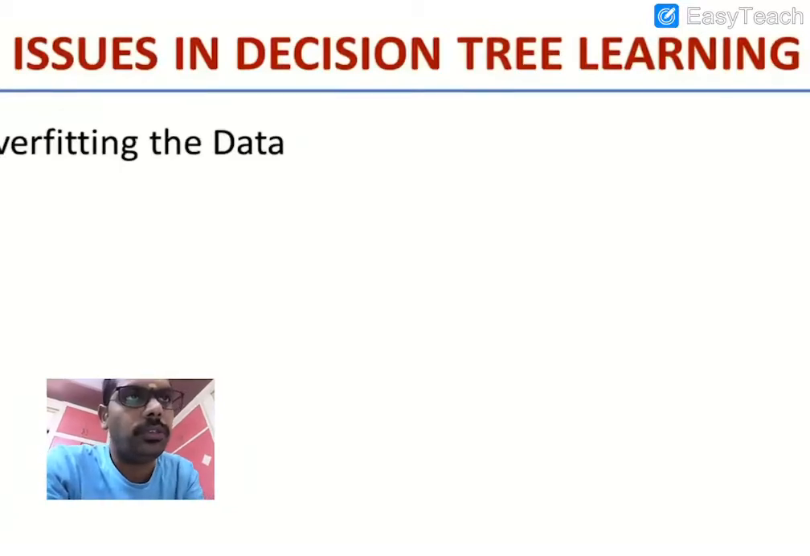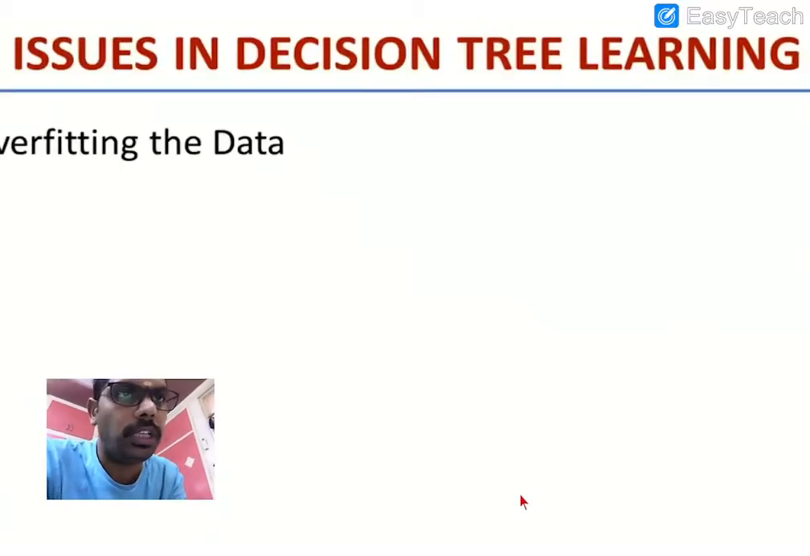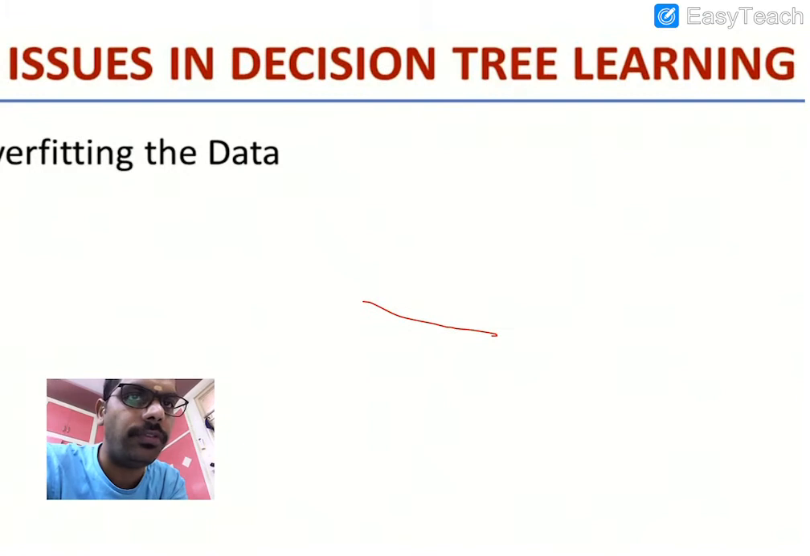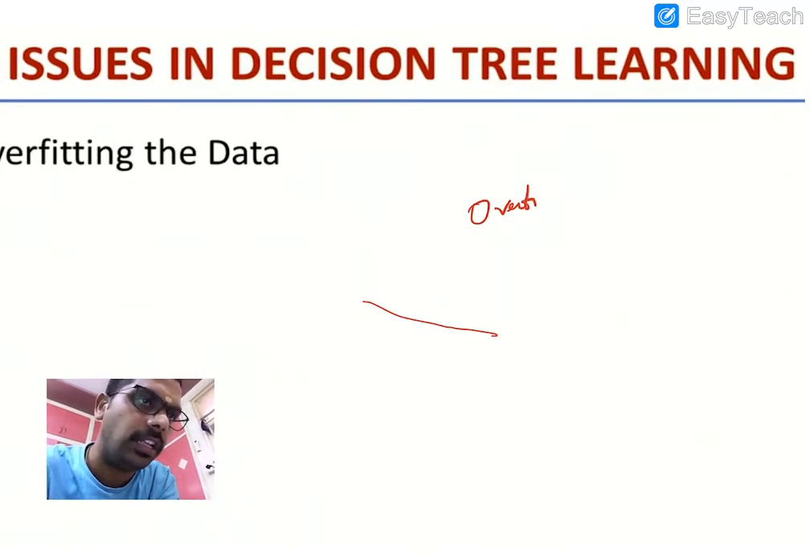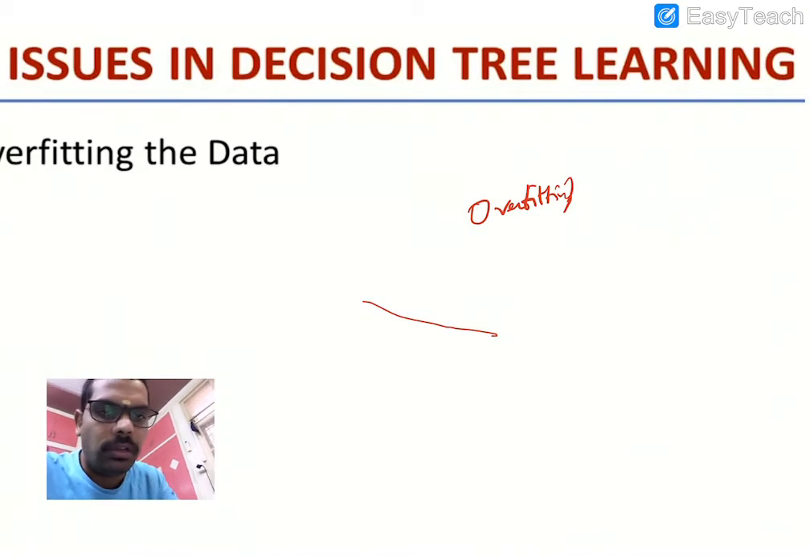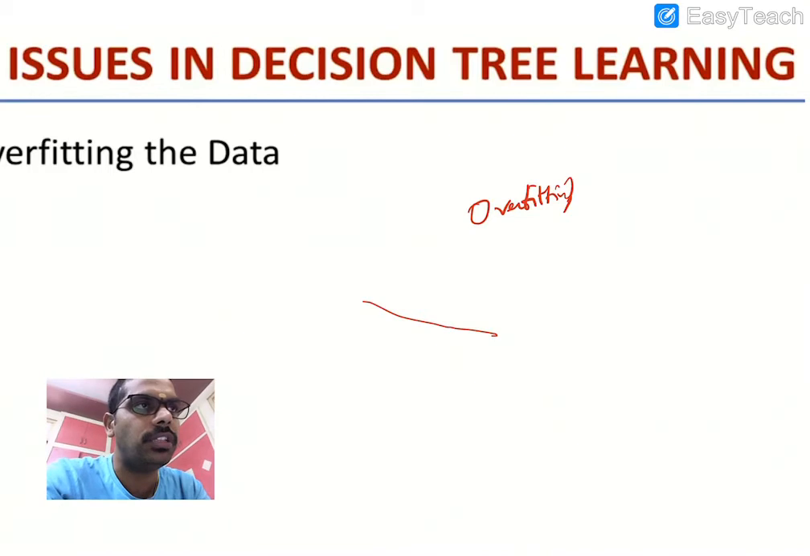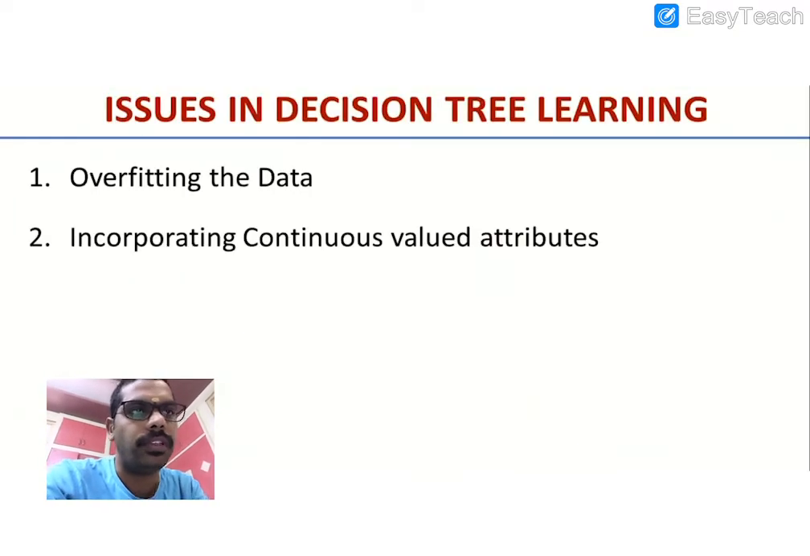So, continuing from the previous topic, we are going to discuss issues in decision tree learning. One of the issues is overfitting the data. Overfitting and underfitting: whenever we try to consider all the data values, that leads to overfitting. This is one of the problems we are going to face with the decision tree.